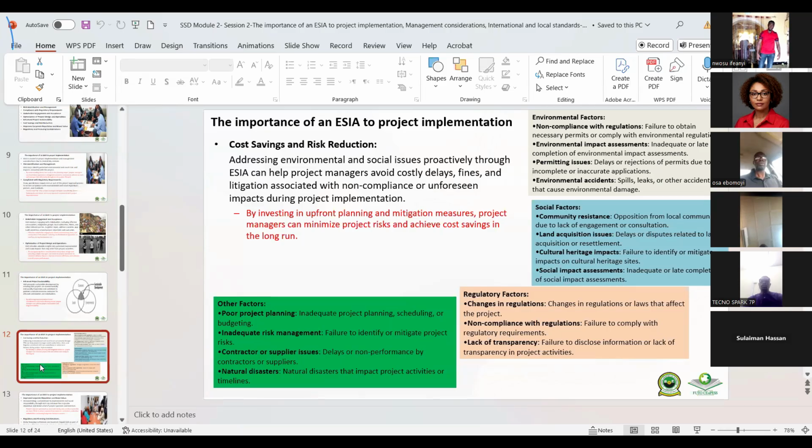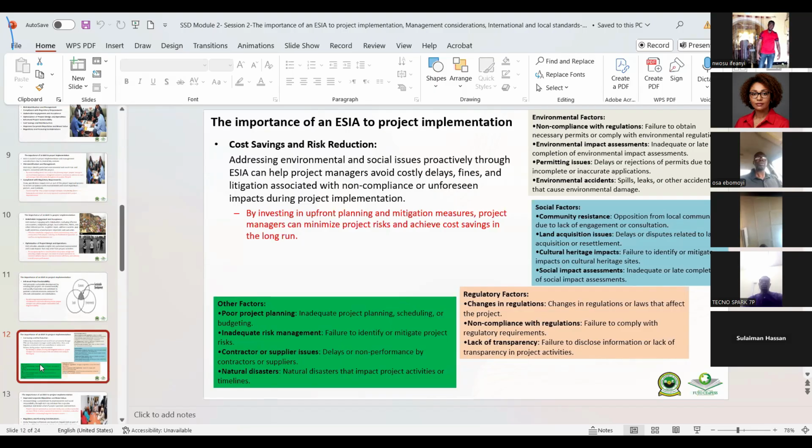So by investing in upfront planning and mitigation measures, project managers can minimize project risk and achieve cost savings in the long term. So if we look at some of the environmental factors that you put into consideration, talk about non-compliance with regulatory agencies. These are part of what causes the delay. Environmental impact assessment: inadequate or late completion of environmental impact assessment affects your project completion, and it also affects the cost. Permitting issues, delays or rejection, are also part of it, due to incomplete or inaccurate application. Environmental accidents, spills, leaks, because of poor environmental impact assessment or negligence on the part of your project manager.